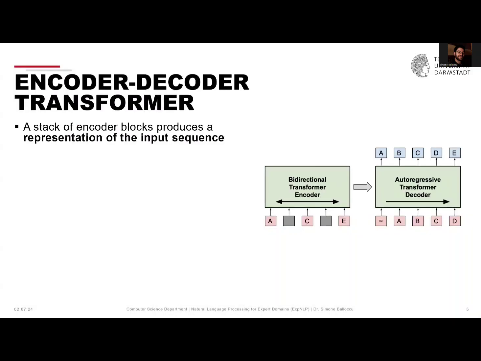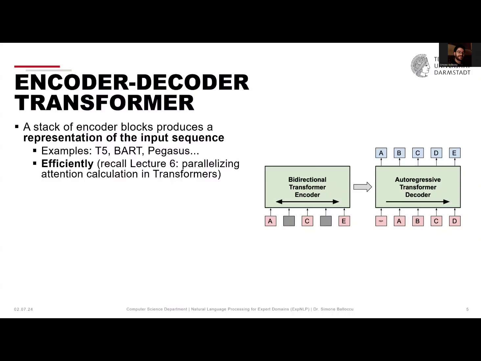Okay, so this is just a recap. We saw there are many ways to implement a transformer, so let's see them again very quickly. First, we have the encoder-decoder transformer. This is a stack of encoder blocks that produces a representation of the input sequence. Examples of these models are T5, BART, Pegasus. And they do this efficiently in the encoder block, because if you recall from lecture 6, we have this parallelization, so we can do the attention calculation in parallel in transformers.